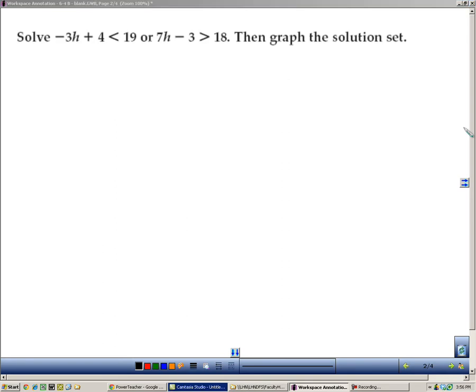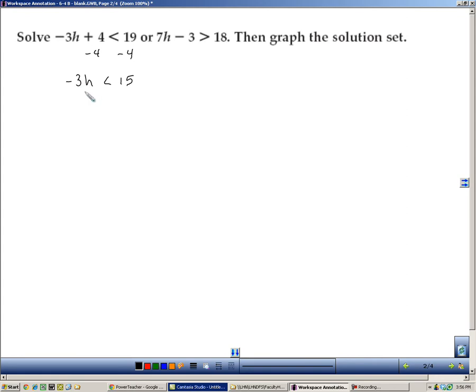Here's a component inequality, uses the word or. One thing to note is that you cannot combine this into one single inequality like you could with the and. So what I'm going to do is take each one of these separate and solve them. We'll start by subtracting 4 from both sides. So negative 3h is less than 15.